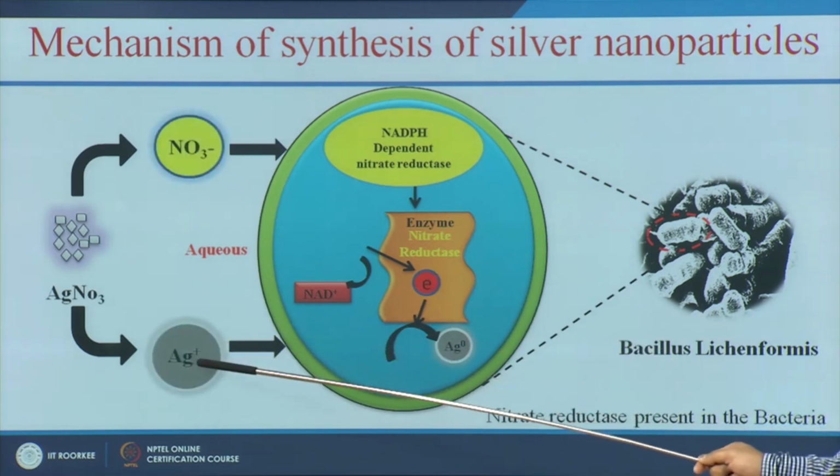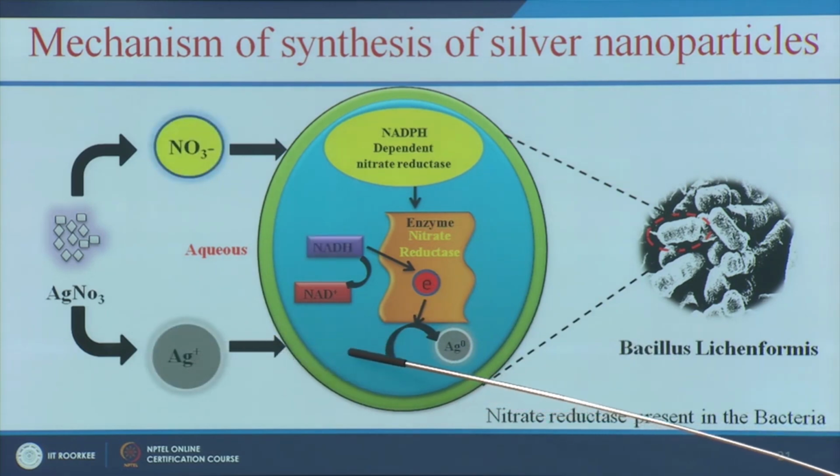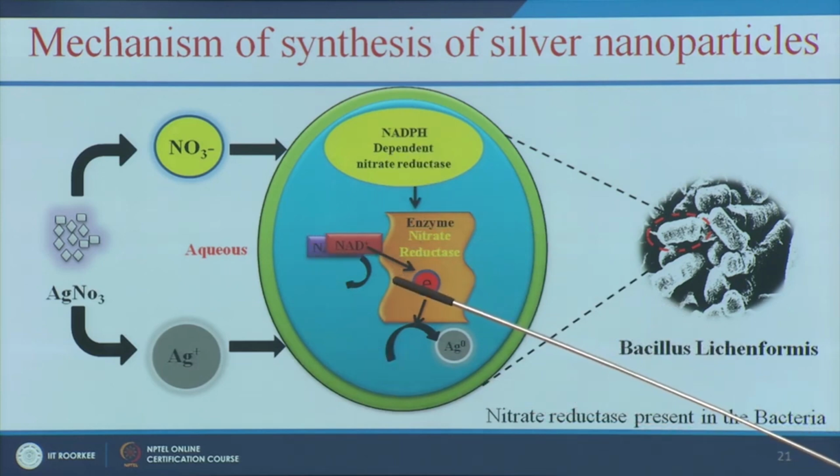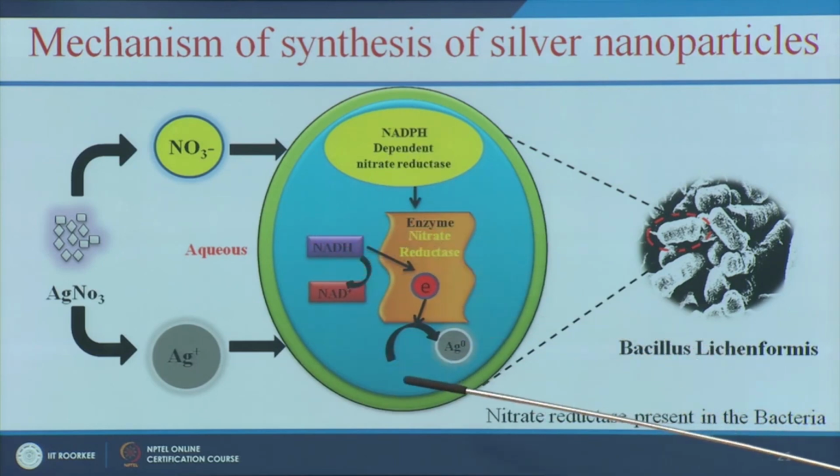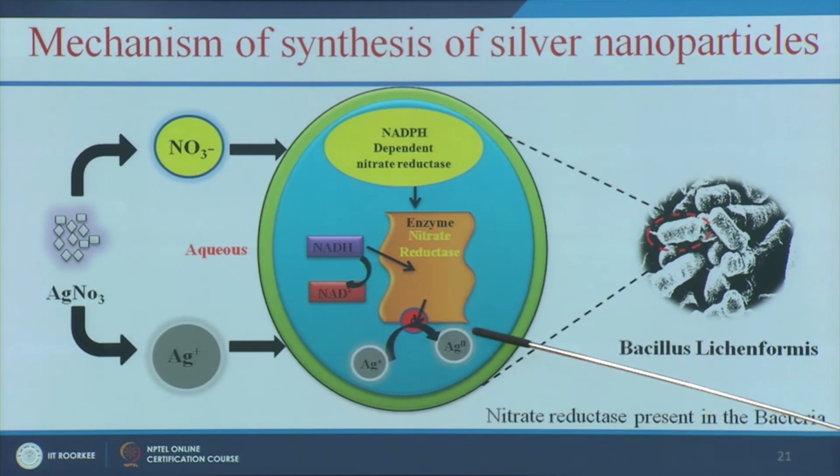The silver nitrate is converted into Ag plus, and this nitrate reductase enzyme and this NADH are going to convert this Ag plus to Ag0 silver nanoparticles.